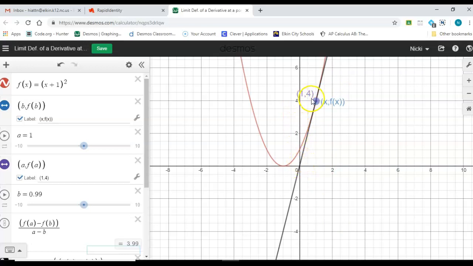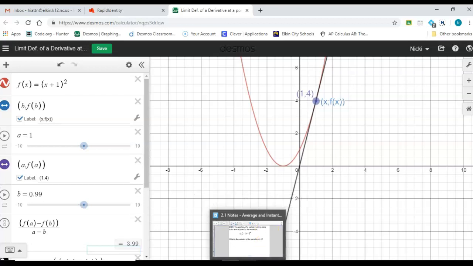And we're looking at the slope of this line. Just estimating, what do you think it looks like it is? We're looking at the slope of that black line. What do you think, Lily? Looks like it's about 4, because that'd be up 4 over 1. So that probably should be our answer.